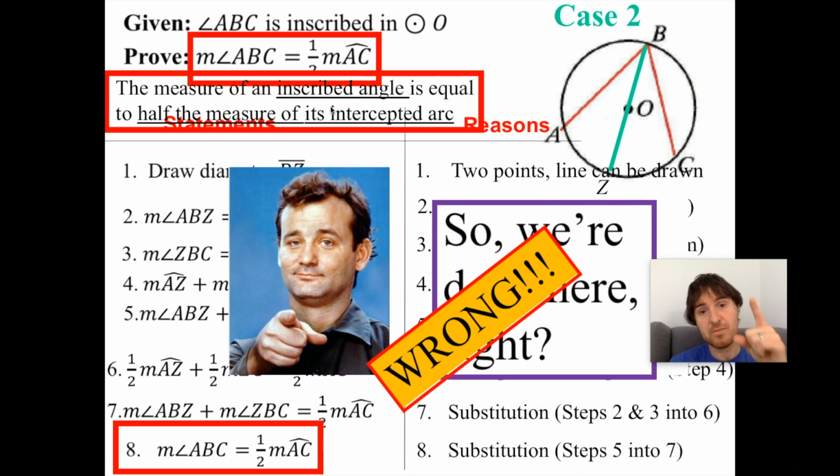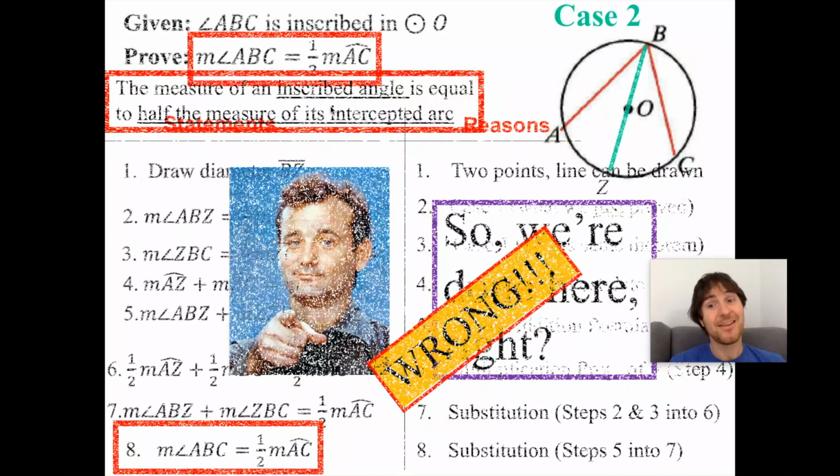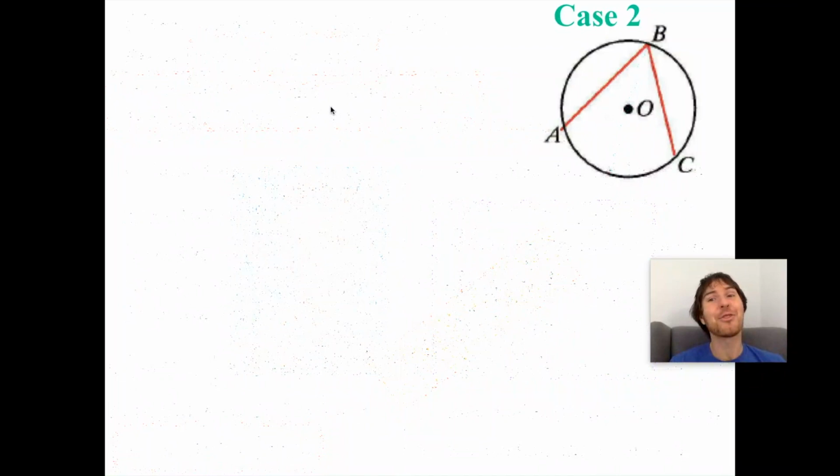So I'm shaking my head. You're getting pointed at because you're pretty good at getting through these first two proofs, but now you're getting pointed off because you thought we were done. We are not done. What do we have? That's right. We have the third case.